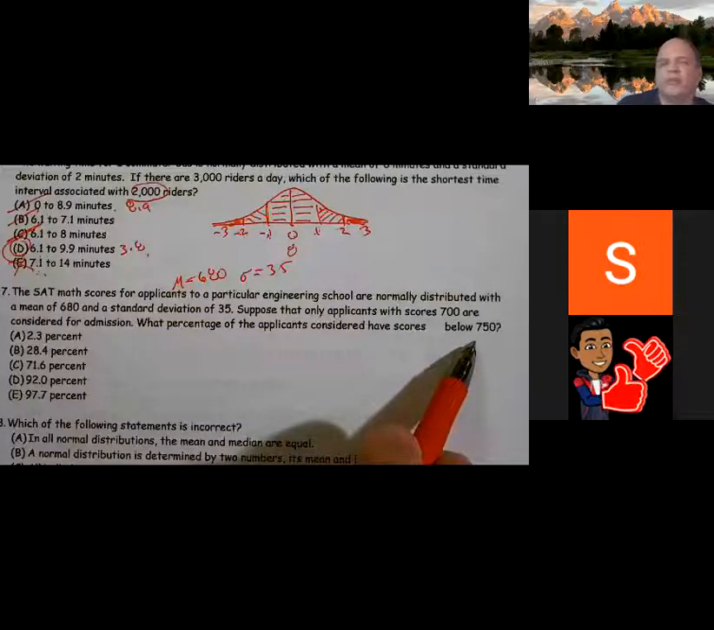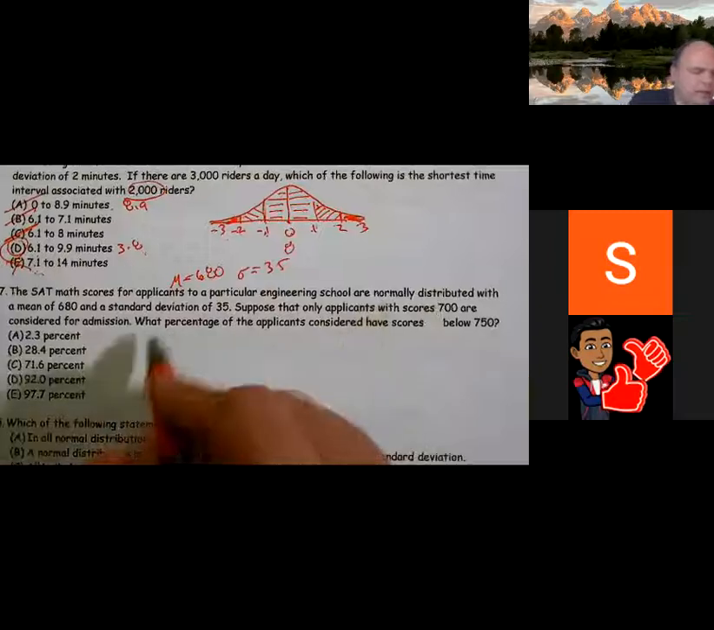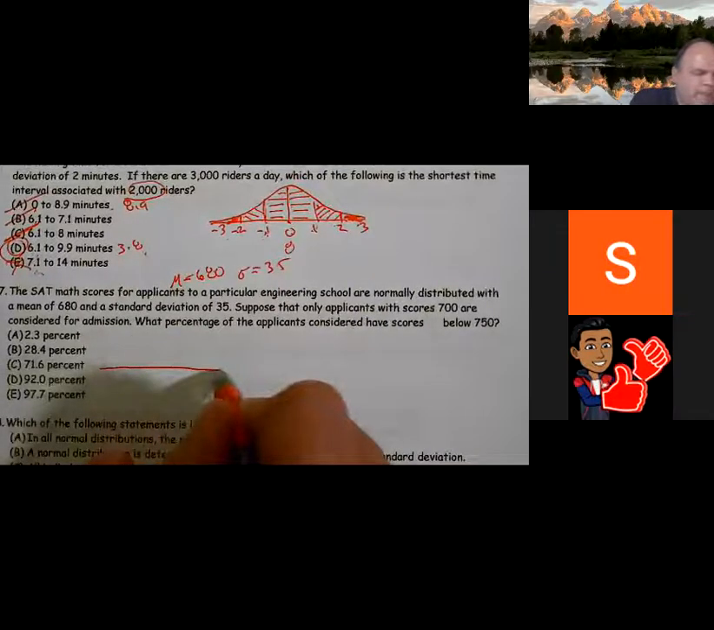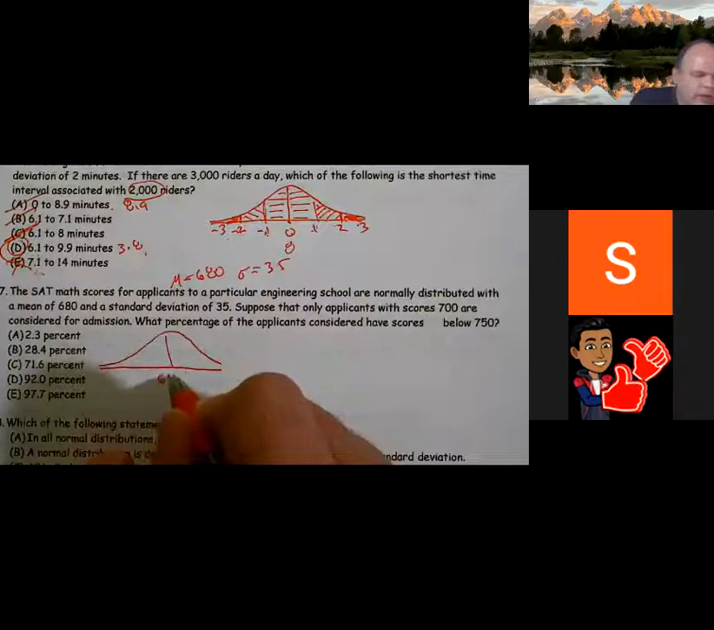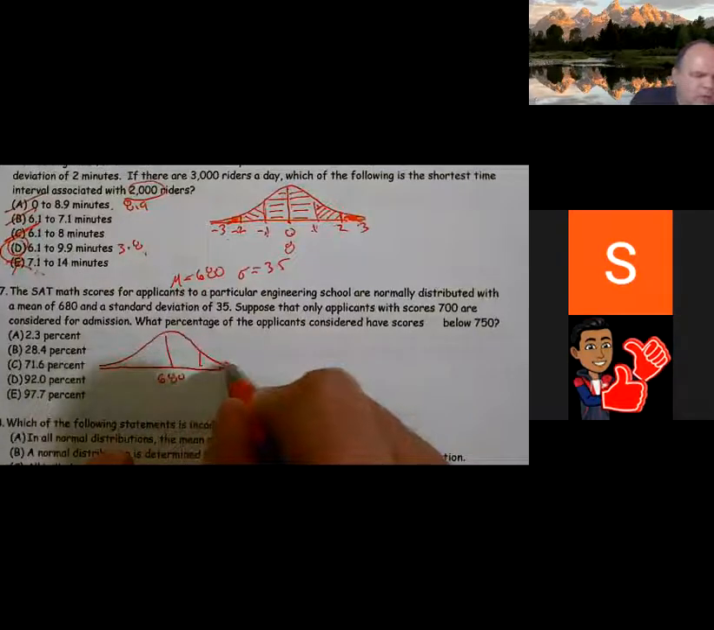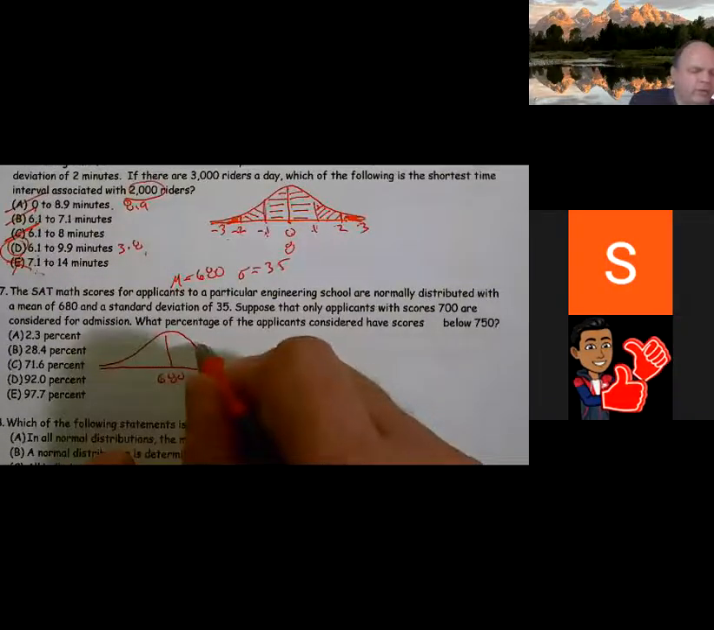So this is kind of interesting. This is a given situation. We're saying, given that they have a score above 700, what's the probability that it's below 750? All right, so let's calculate these. First off, I'm going to start with this. 680, and this is 700.